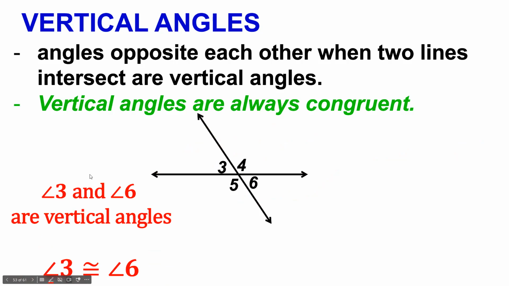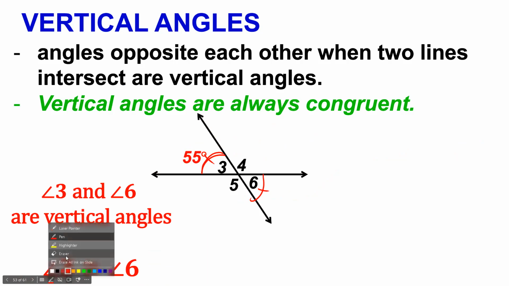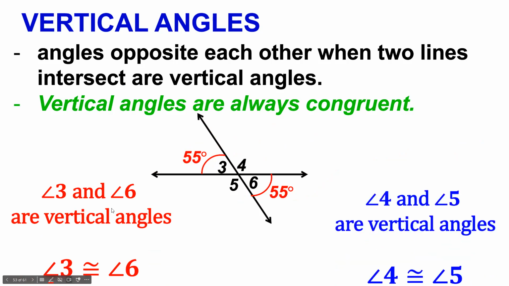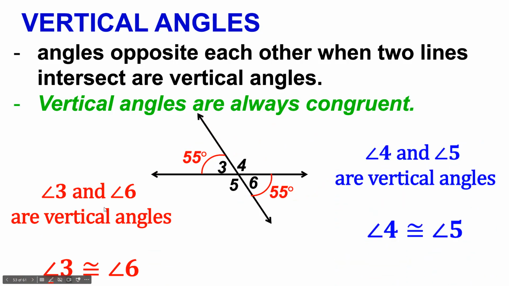So, always remember for vertical angles, angle 3 and angle 6 are congruent. You remember the markings for congruent symbols. And of course, if that is 55 degrees, what do you think will be the measurement of angle 6? Of course, it's also 55 degrees. And take note that angle 4 and angle 5 are also vertical angles.